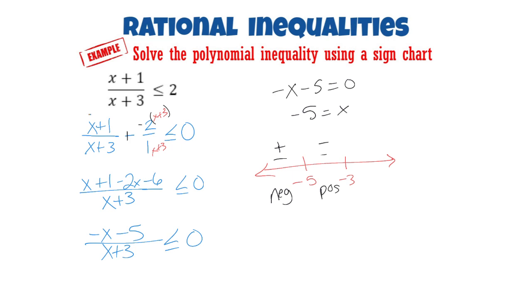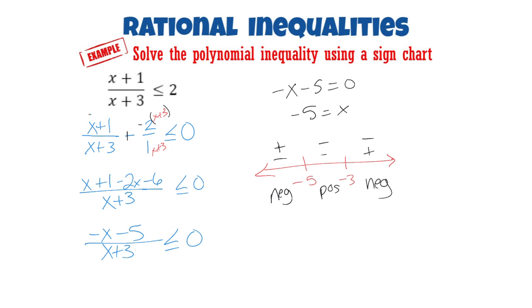Last one, I'm going to put in 0. Let's just put in 0 because it's on that side over there. 0 right here, I would just end up with a minus 5. 0 here, I'd end up with a plus 3. So I'd have a negative over a positive, which is a negative.